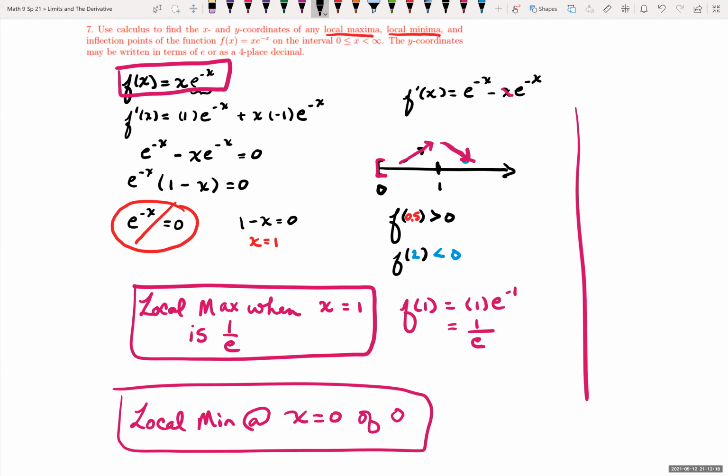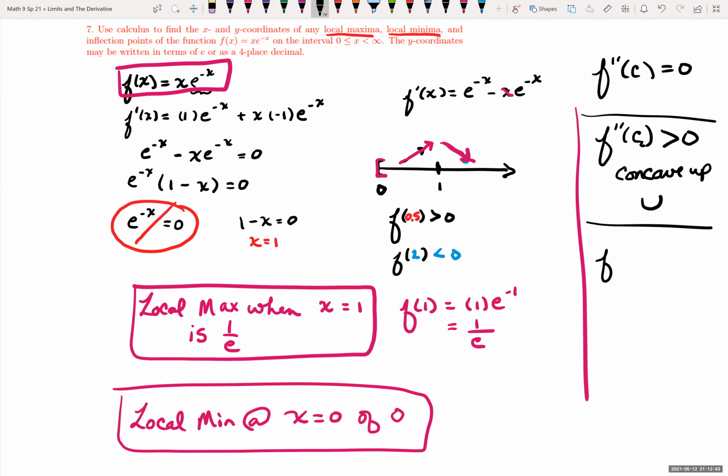So just recall, if f double prime of c equals 0, and you plugged in some value to the left of c and it was greater than 0, this is concave up. And it has this shape. And if it was less than 0, it was concave down. And I had this shape.